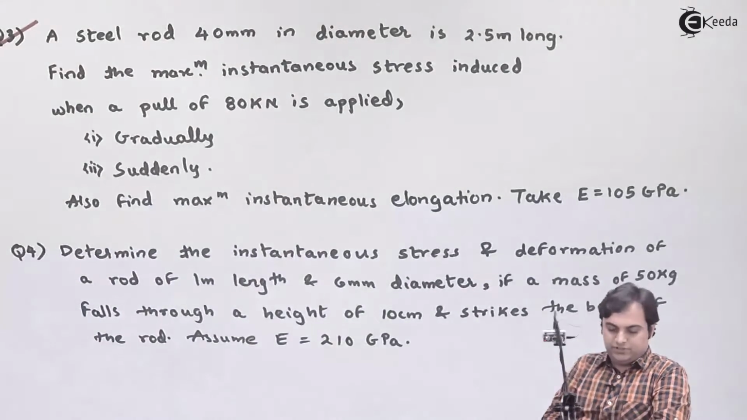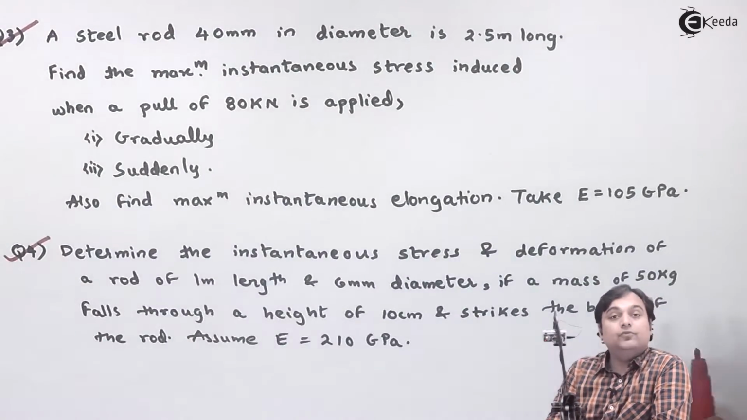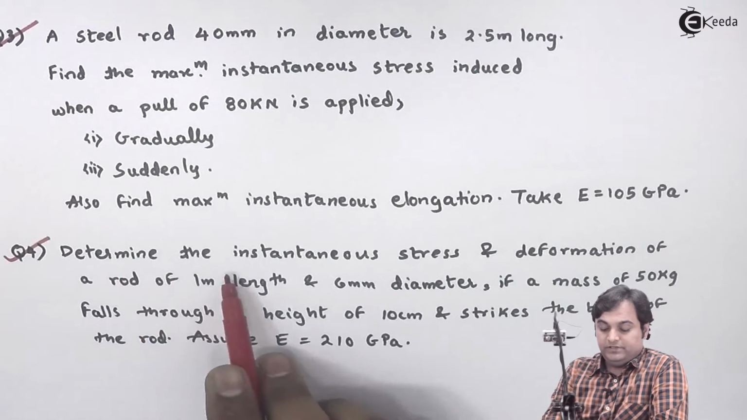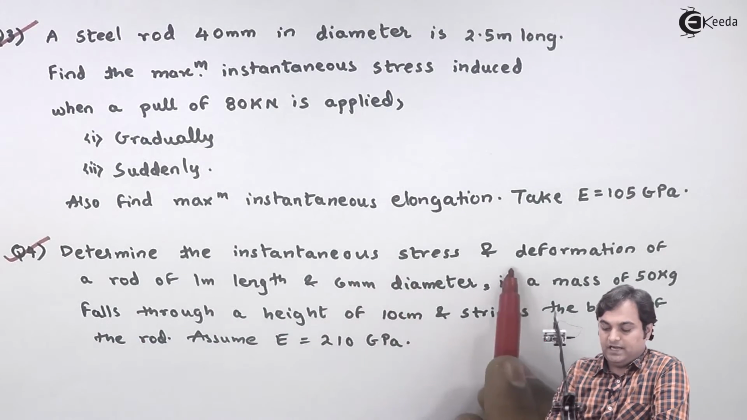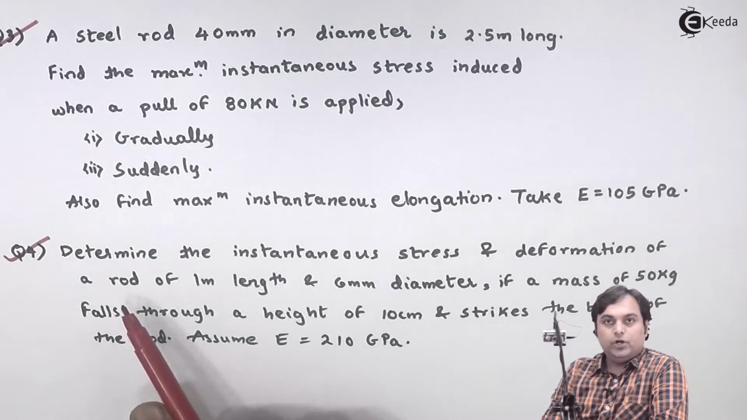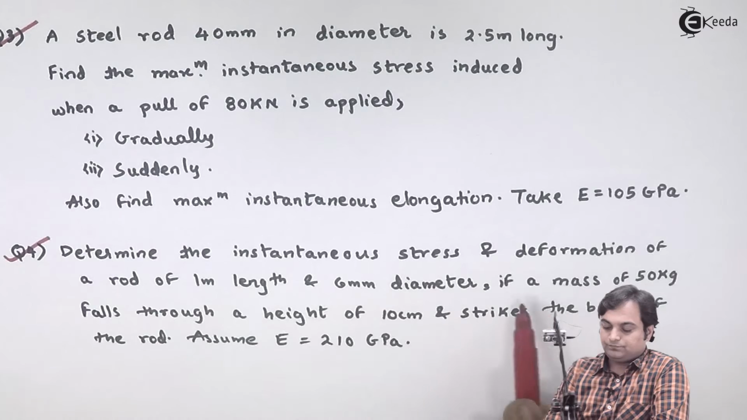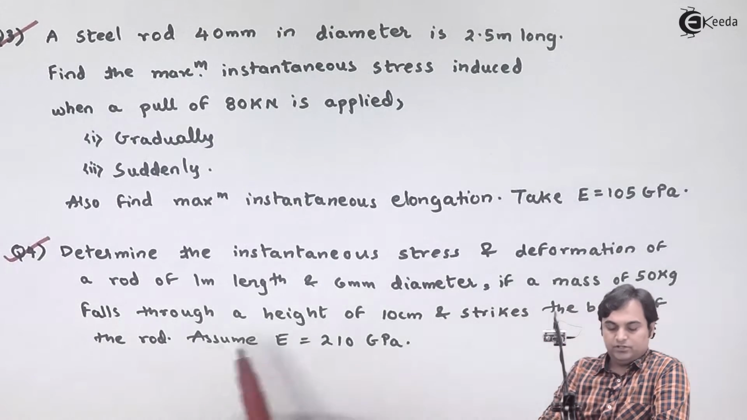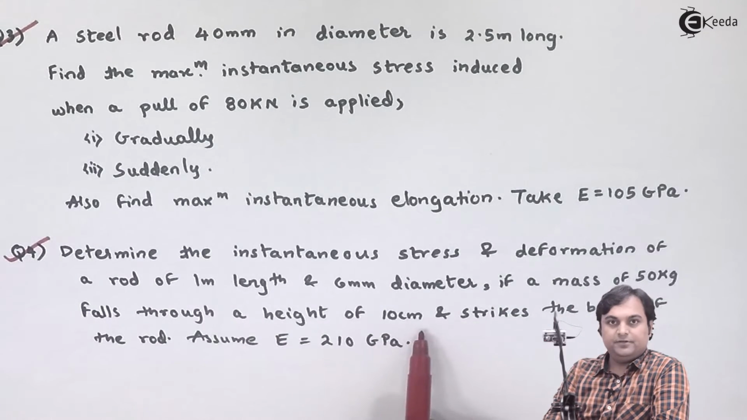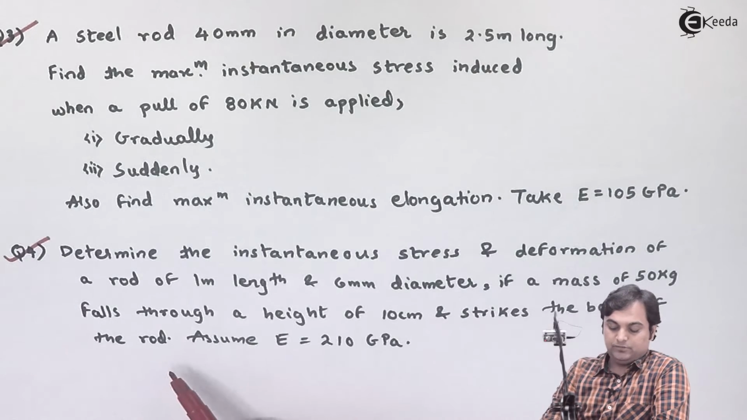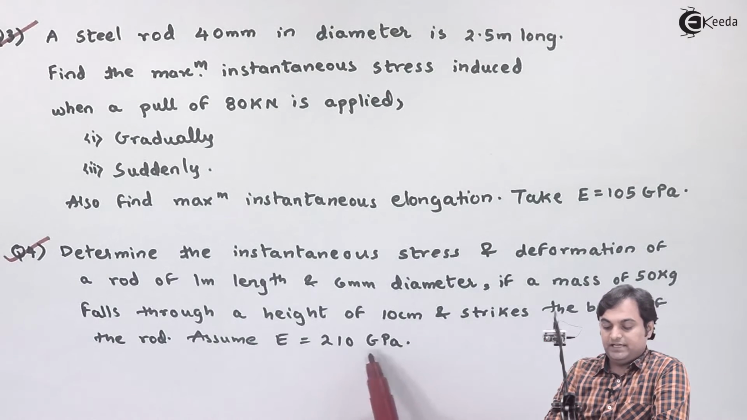Let us take the next question, that is question number 4. Determine the instantaneous stress and deformation of a rod of 1 meter length and 6 mm diameter if a mass of 50 kg falls through a height of 10 cm and strikes the bottom of the rod. Assume capital E as 210 GPa. So here they have given the question.